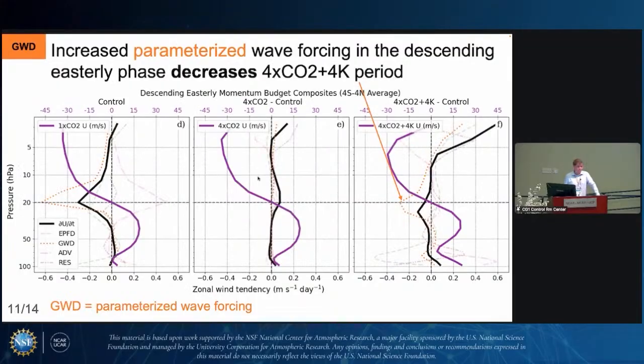We can also look at the parametrized wave forcing. Again, another difference plot over here, this time in the descending easterly phase of the QBO. And we see once again that this tendency increases in magnitude. So this easterly jet will descend more quickly and the QBO period will decrease.